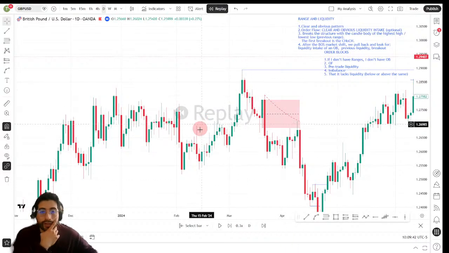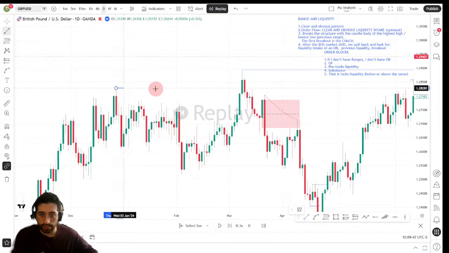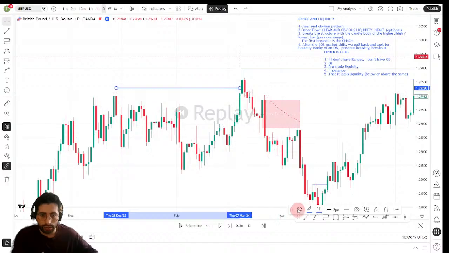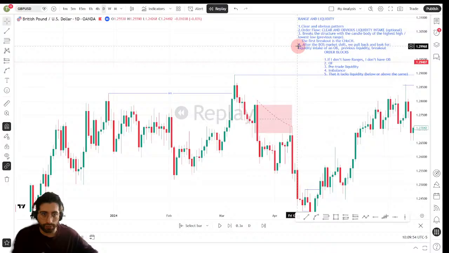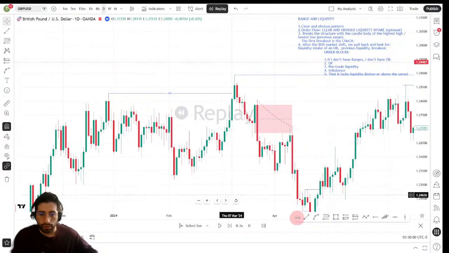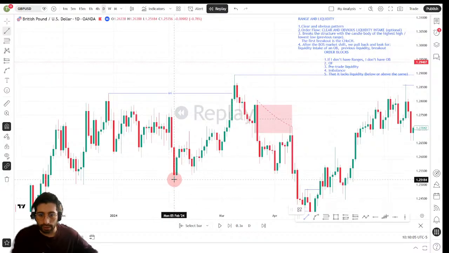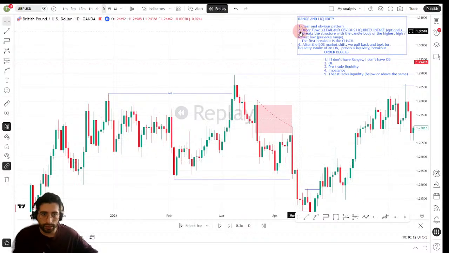Right, now let's try to analyze the next breakage, which is this one, the BOS. And remember that this is where you're going to keep analyzing. So I'm doing point number 4 of the range of liquidity. After the BOS, the market shifts, we pull back and look for the patterns, right? The most evident low is this one. Definitely this one. And now what we're going to do is analyze if it has a clear and obvious pattern. Yes, it has a clear and obvious pattern, right?